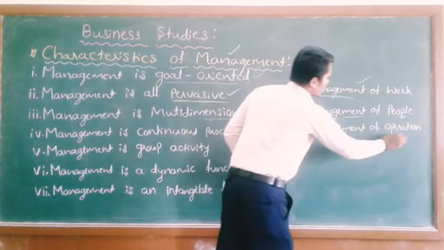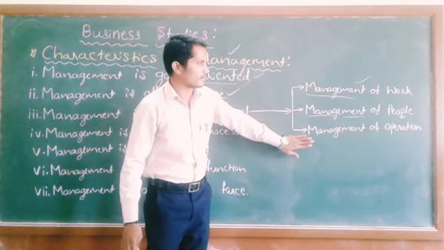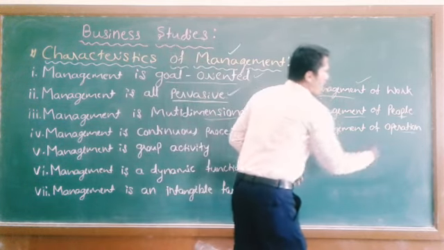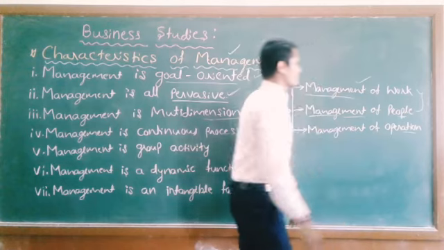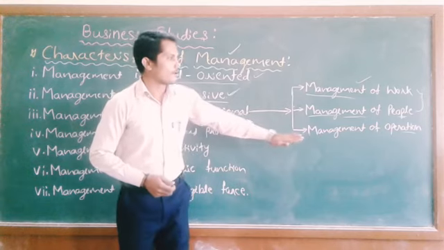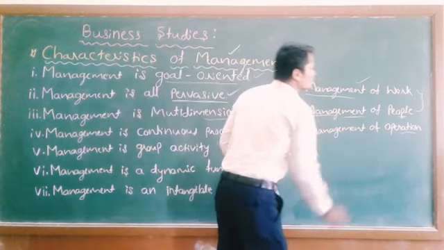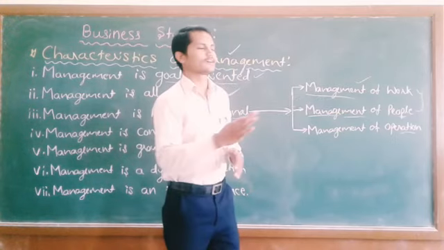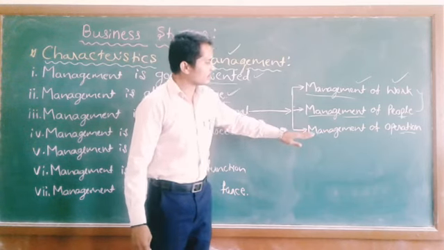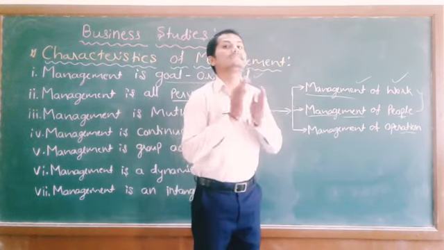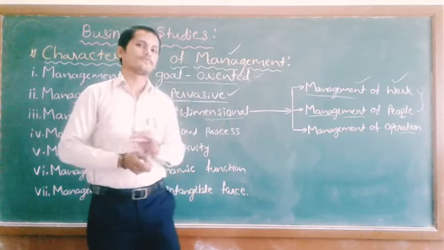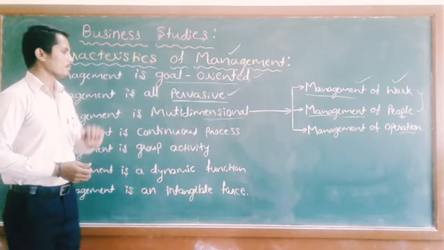Then lastly, management of operation. It is one very essential thing, which interlinks between the management of work and the management of people. The operations are carried out through the people to complete the work. That's why the third section, the management of operations, interlinks between the management of work as well as the management of people. Yes, clear?